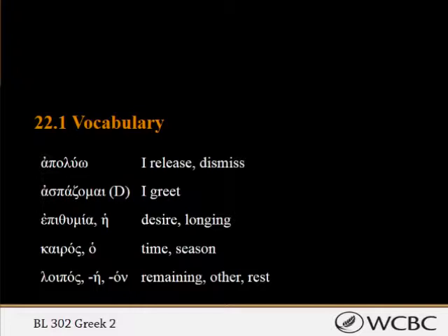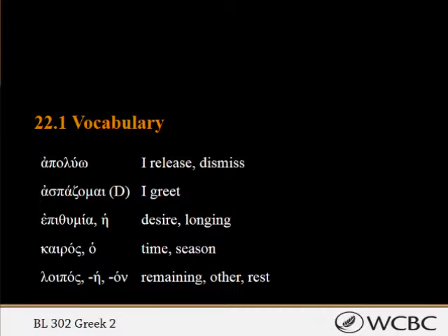In this lecture, we want to take a look at aorist passive participles. This will be lesson number 22 in the textbook. First thing we want to look at is the vocabulary. There's some new words here, and I want to just make sure that you are familiar with pronouncing them.